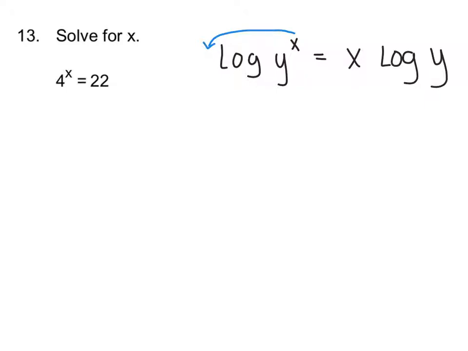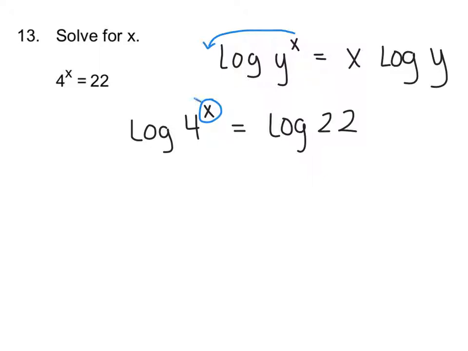In order to solve our problem, we'll first take the log of both sides. So I have the log of 4 to the x equals log 22. Next, we'll move the exponent out of the exponent position. So I'll take x and move it in front of the log. Now I have x times log of 4 equals log of 22.